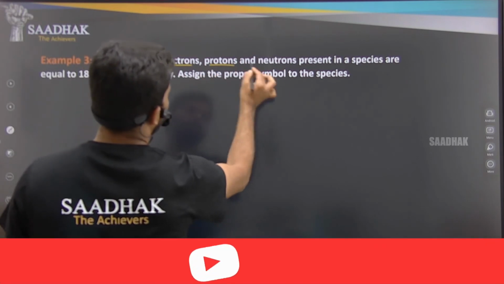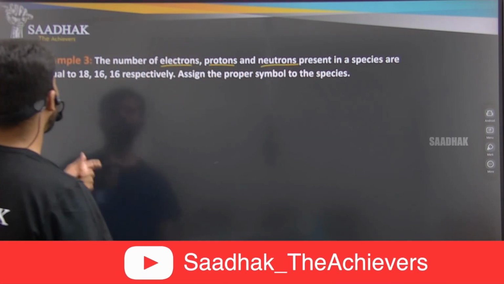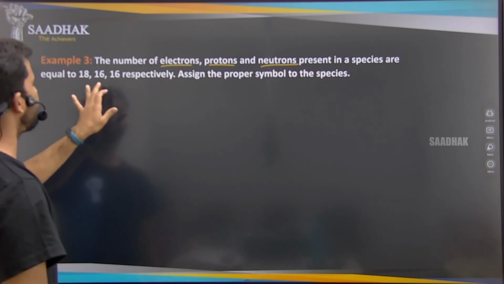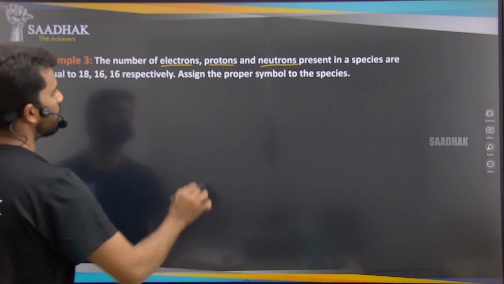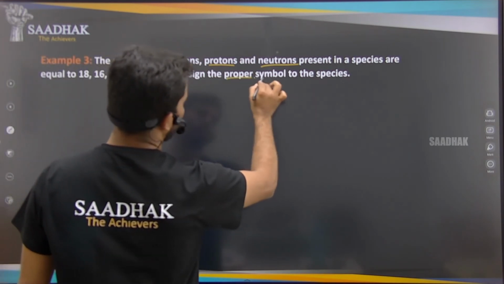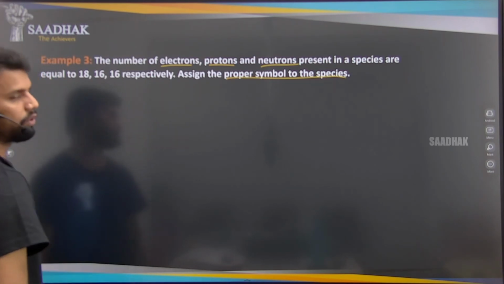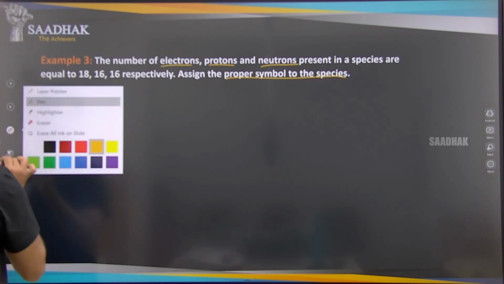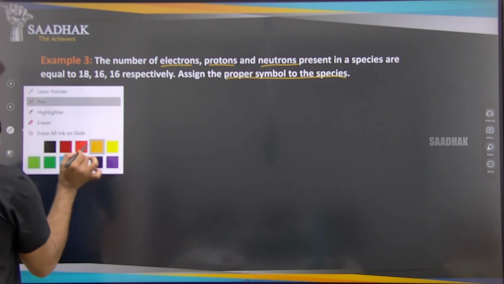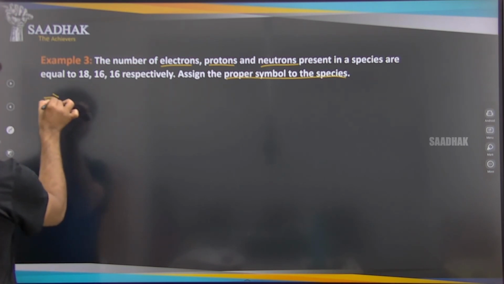Electrons, protons and neutrons present in a species are equal to 18, 16, 16 respectively. Assign the proper symbol to the species. Okay, so this is a very important question. It is quite a little different than previous ones. So first, start with the basics.